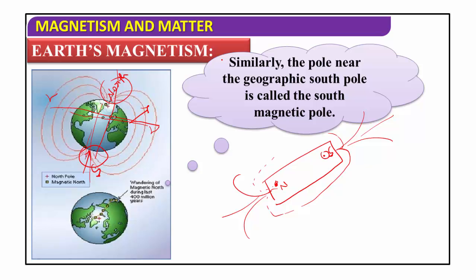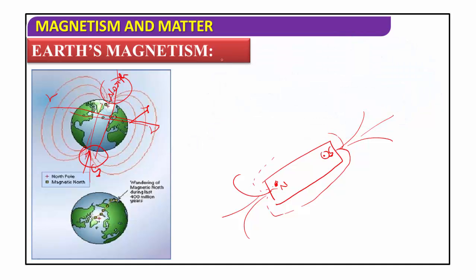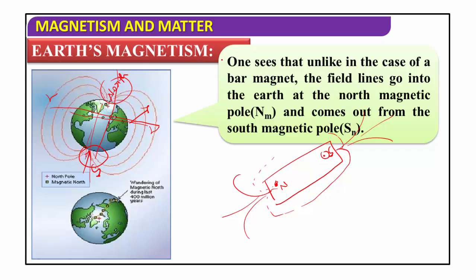It is a very simple concept, right? And the next thing is there is some confusion in the nomenclature of the poles. If one looks at the magnetic field lines of the earth, there is some confusion in the nomenclature of the poles.